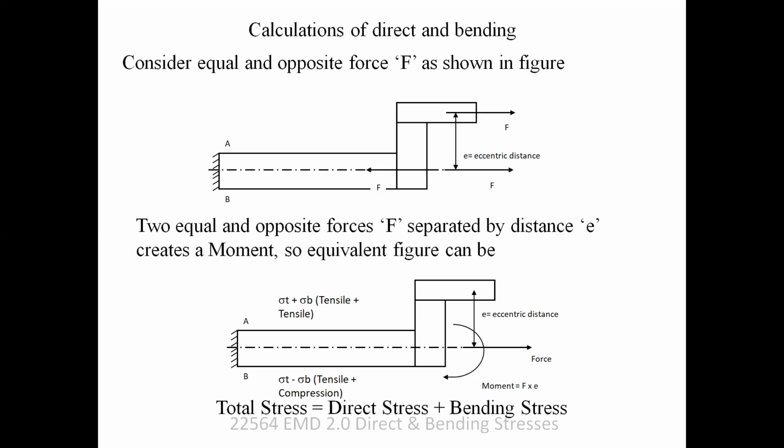So in this case, the chances of failure at A are more because there is tension plus tension bending, whereas the chances of failure at B are lesser. Why? Because there is direct tension, but there is a negative bending, which is sigma B compression. So if I think about the total stress here, the total stress is equal to direct stress plus bending stress. Now if you understand this, let us go further.